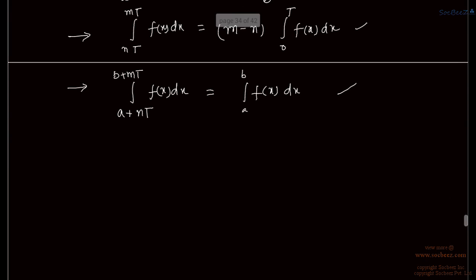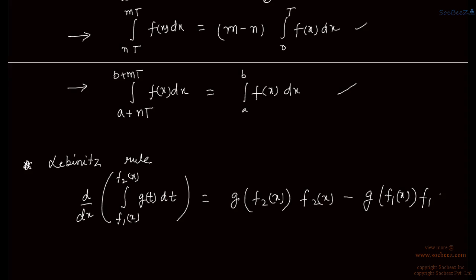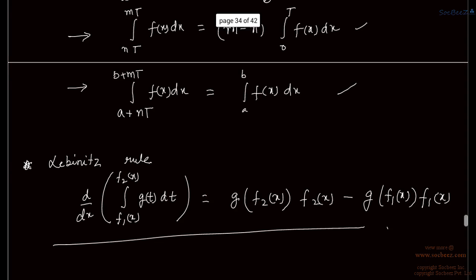Now we have one rule which is called the Leibniz rule. If we have the derivative of an integral whose limits are also functions of x, like this, because the value of this definite integral will be some function of x, then this can be written as g(f2(x)) times f2'(x) minus g(f1(x)) times f1'(x). So this is called the Leibniz theorem.